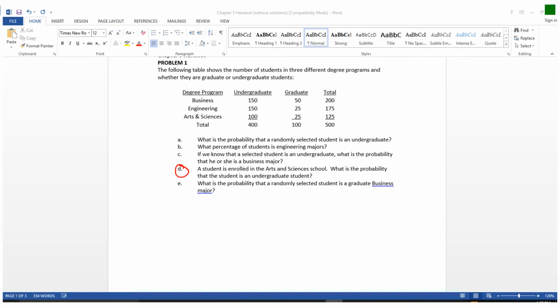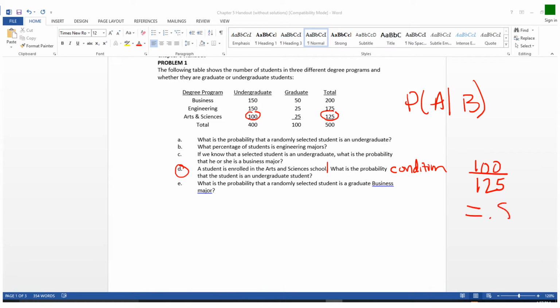Now, we look at part D. Same thing. It says a student is enrolled in the arts and sciences school. Stop right there. That is a condition. And again, we're going to be following the probability of A given B. So remember, we look for the given. That's the denominator. That's the margin. Arts and sciences margin is right there. That's 125. So I know that's going to be my denominator. And the intersection says, what is the probability the student is an undergraduate? Well, the undergraduate is going to intersect right there. So that's your joint. So you simply take 100 divided by 125, and you would get 0.80. That would be the answer to part D.